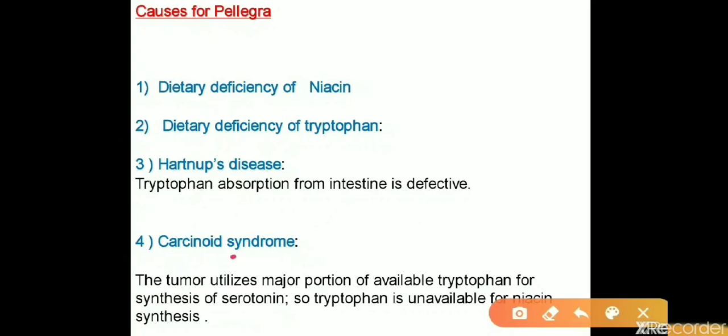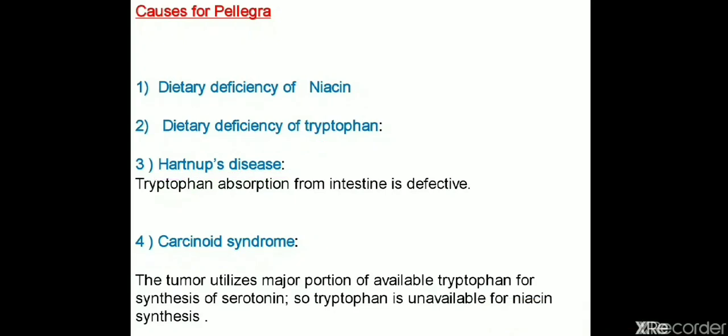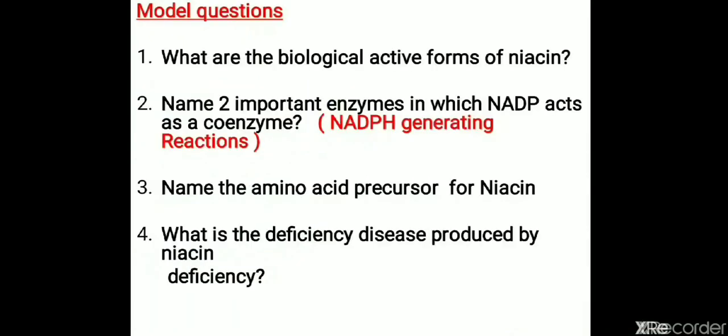So these are the different causes of pellagra. One is dietary deficiency of niacin, the second is dietary deficiency of tryptophan, and in Hartnup disease there will be defective intestinal absorption of tryptophan. And in carcinoid syndrome, tryptophan is mainly channeled into the serotonin pathway. All this results in pellagra-like manifestation.